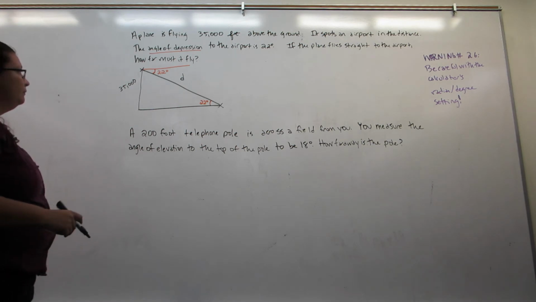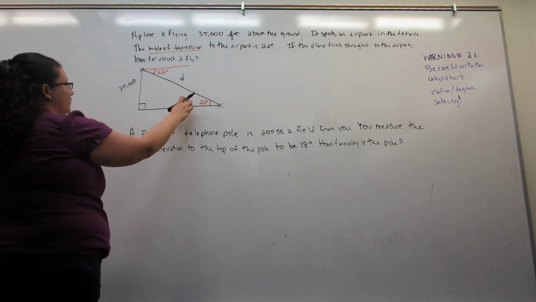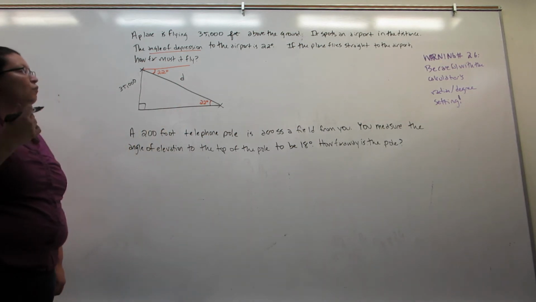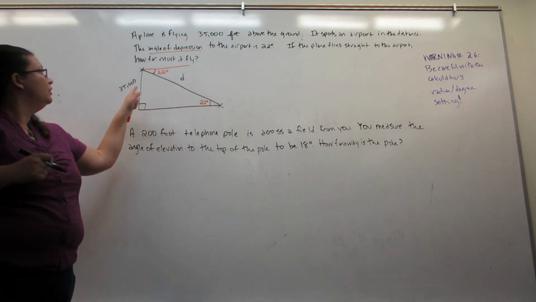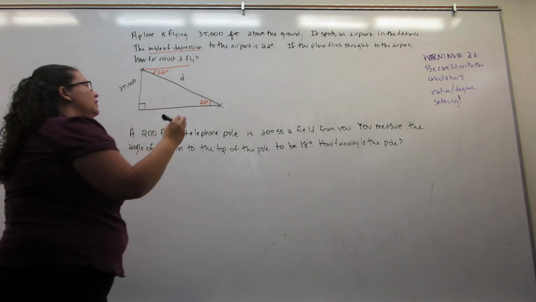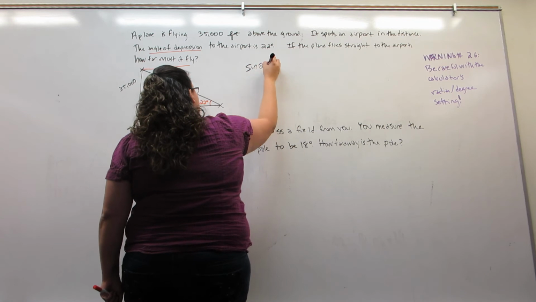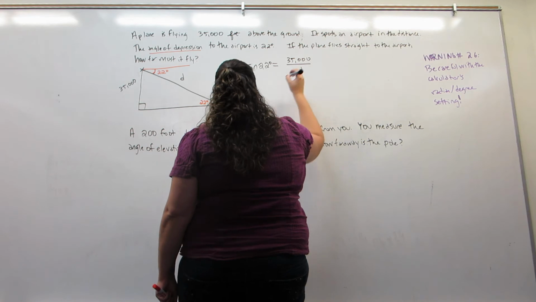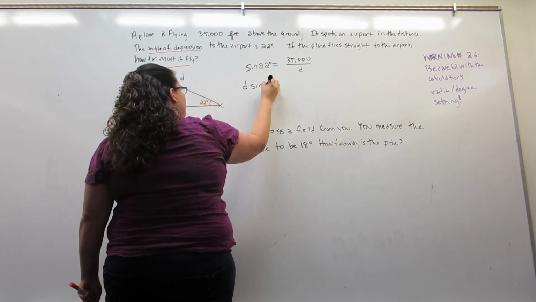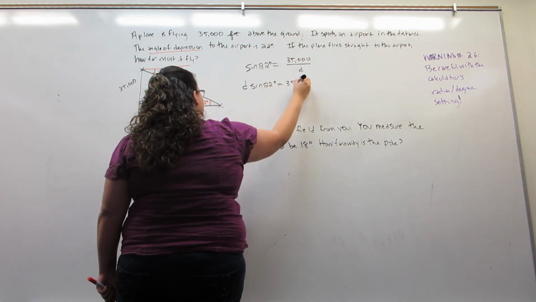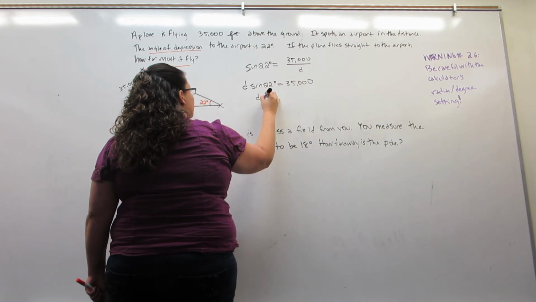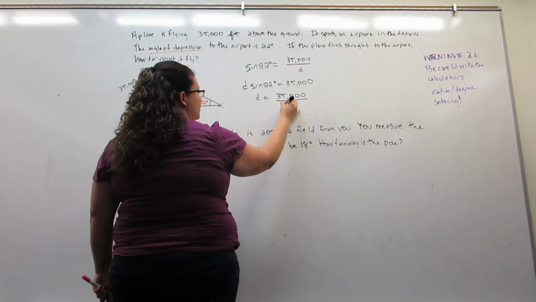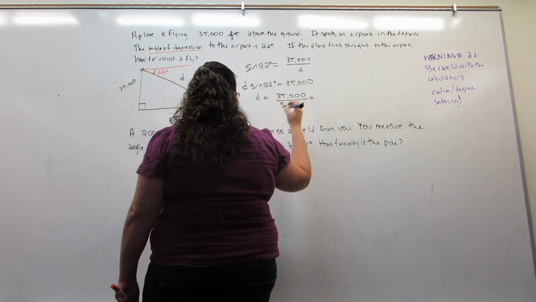Okay. So, in this right triangle, we have an angle and two sides that we're interested in. And so, which trigonometric function of this angle uses these two sides? And the answer is sine. So the sine of 22 degrees is 35,000 over d. We want to solve for d, so first I multiply by d, and then I divide by the sine. So my distance must be 35,000 feet divided by the sine of 22 degrees.